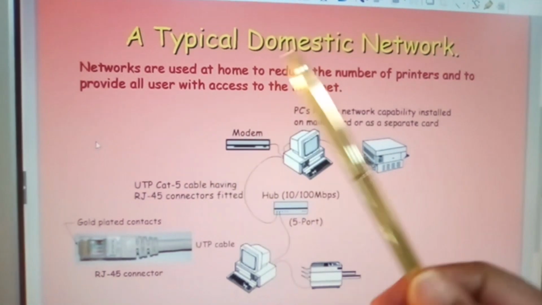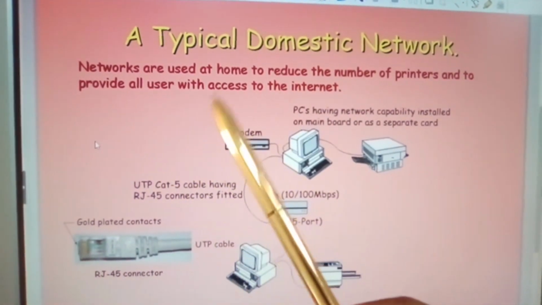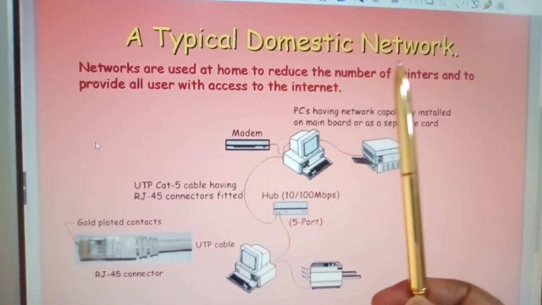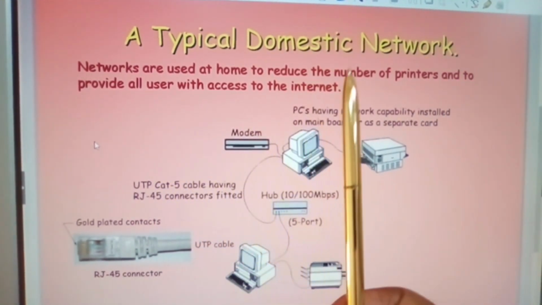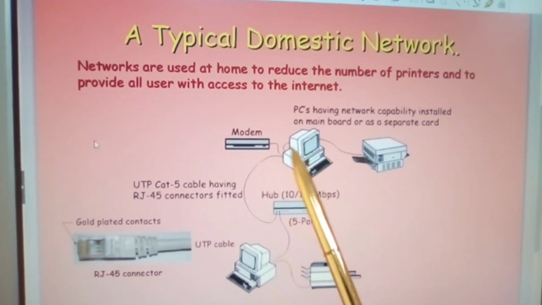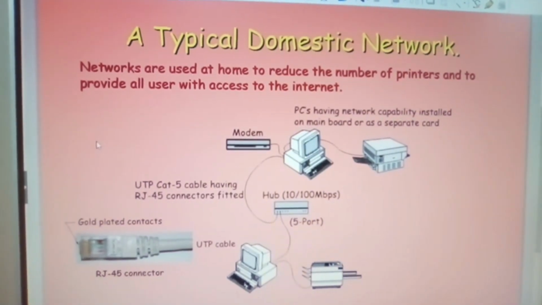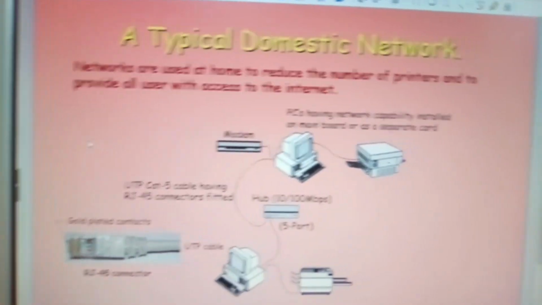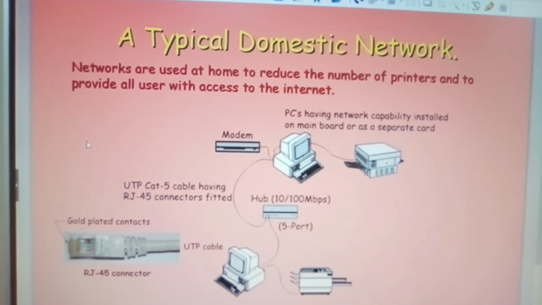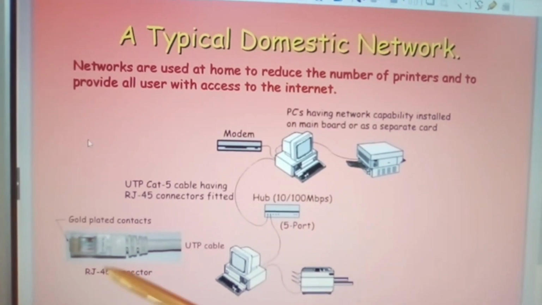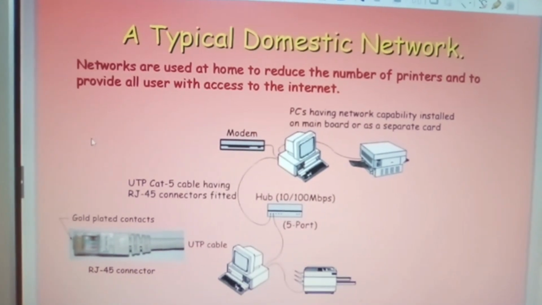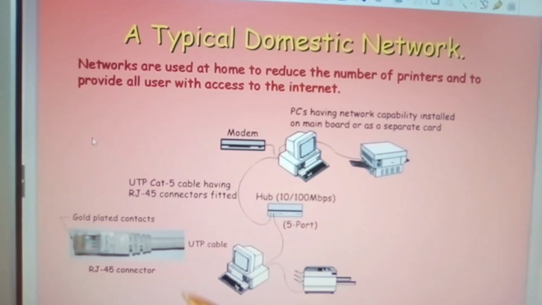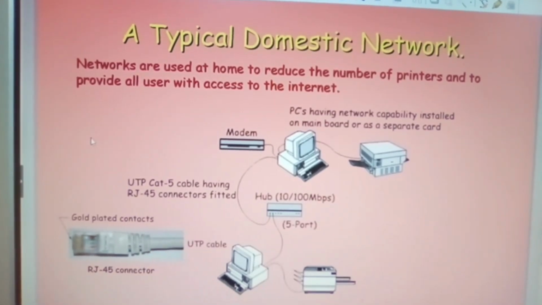Now, a typical domestic network. Networks are used at home to reduce the number of printers and to provide all users with access to the internet. Modem, PCs, network, etc., and you should all be familiar with this by now, so I don't need to run through this. Here's your RJ45 connector cables. But most of us are now going wireless, I must admit, so we're not looking too much at the cable system now, we're going basically wireless.